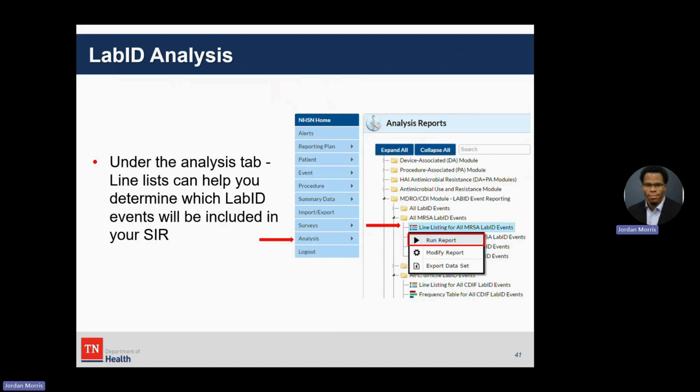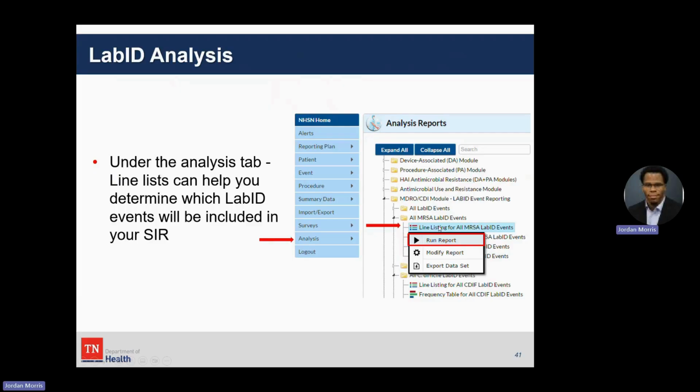Another important factor is determining which events will be counted in your standardized infection ratio, or SIR. And as a reminder, SIRs are only available in NHSN surveillance of MRSA bacteremia and C. diff. In the analysis section under the MDRO CDI module, LabID event reporting, there is a section that shows you all of the MRSA LabID events.